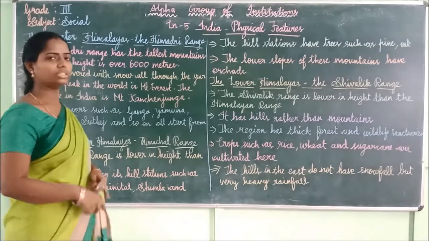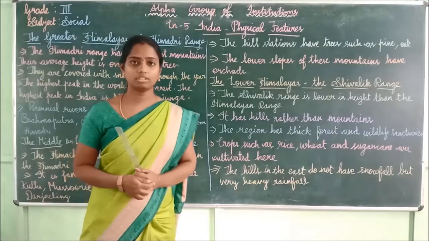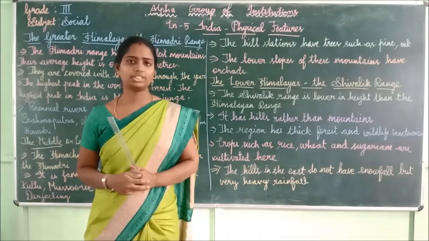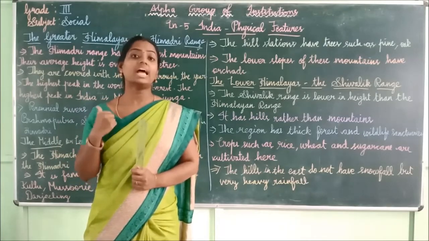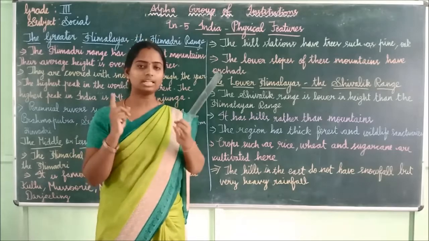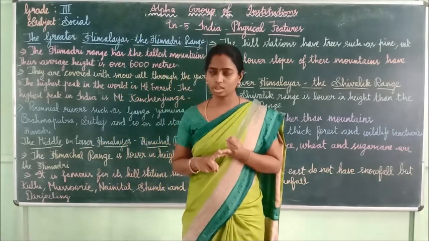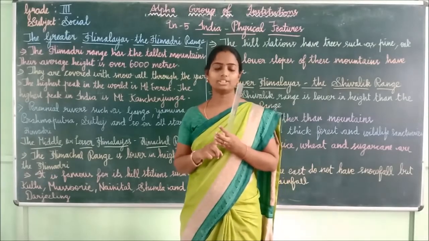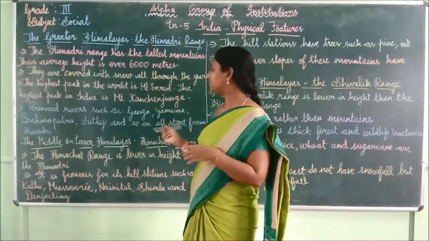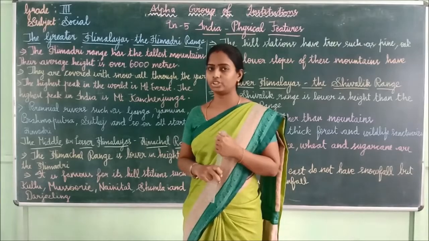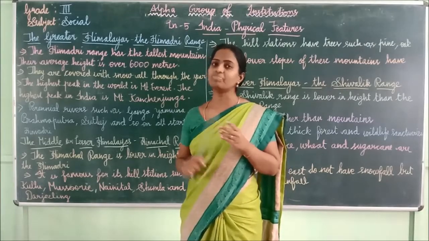Children, we have many rivers in the Himalayan region. Which Himalayan region? Himadri. What are all the rivers, children? Ganga, Yamuna, Brahmaputra, and Satluj. These are all the rivers that start from Himadri.